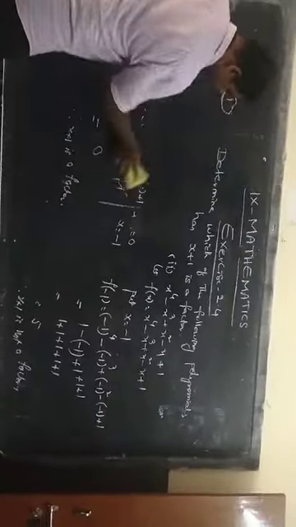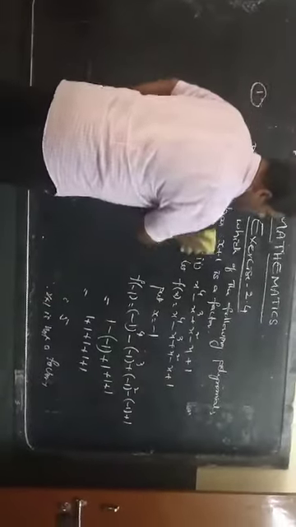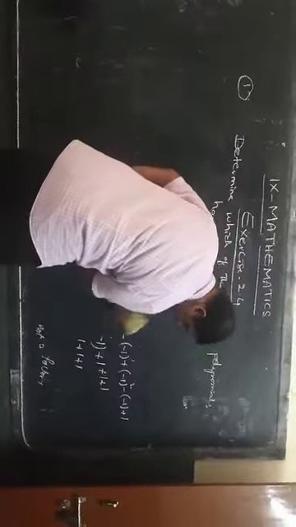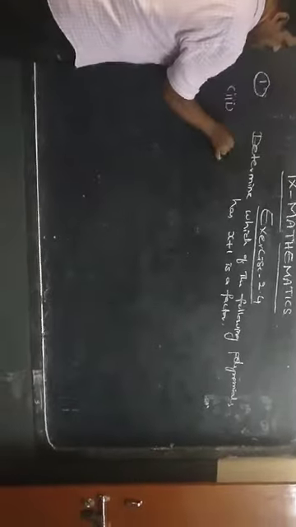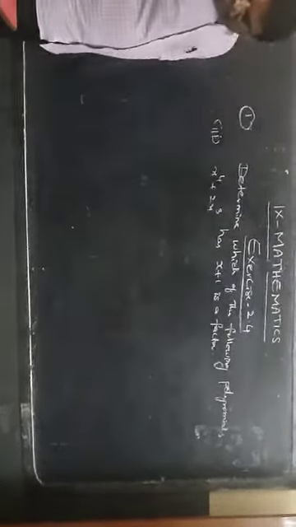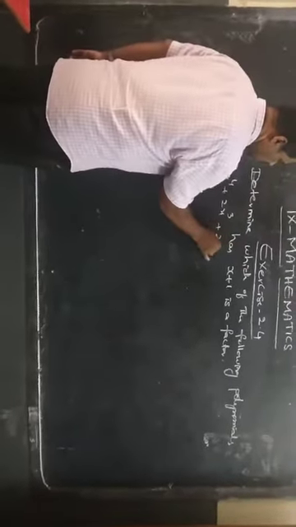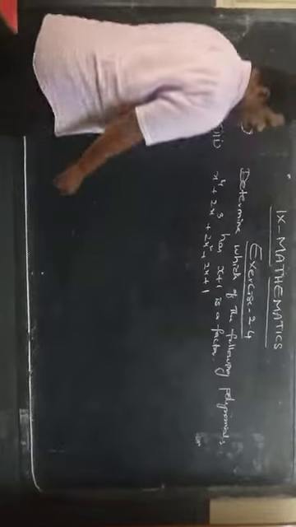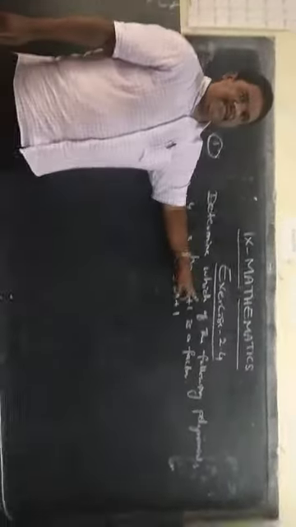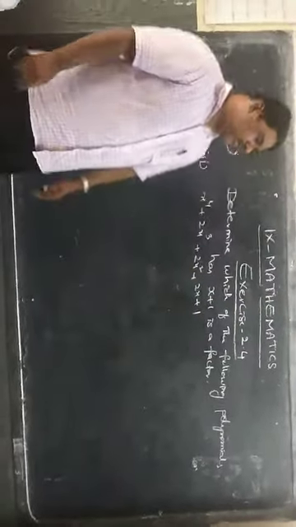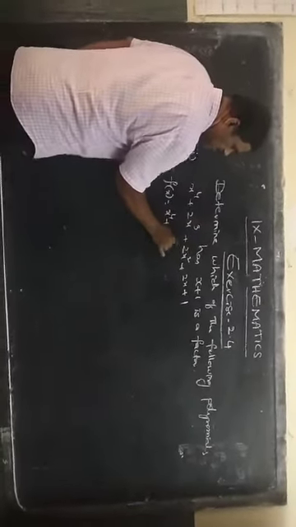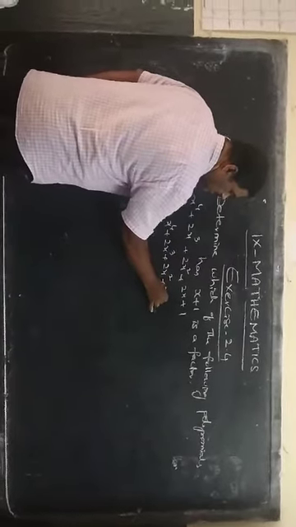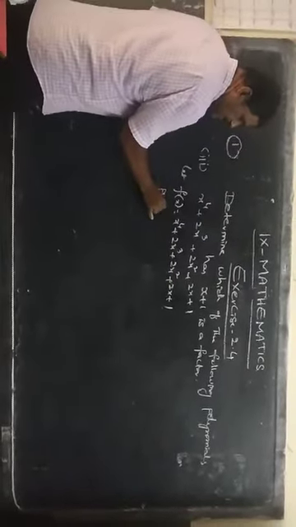Write the third one in this. x to the power 4 plus 2x cubed plus 2x square plus 2x plus 1. To check whether x plus 1 is a factor or not, we should substitute x is equal to minus 1. So first you suppose the given polynomial as f of x, x to the power 4 plus 2x cubed plus 2x square plus 2x plus 1. Put x is equal to minus 1.